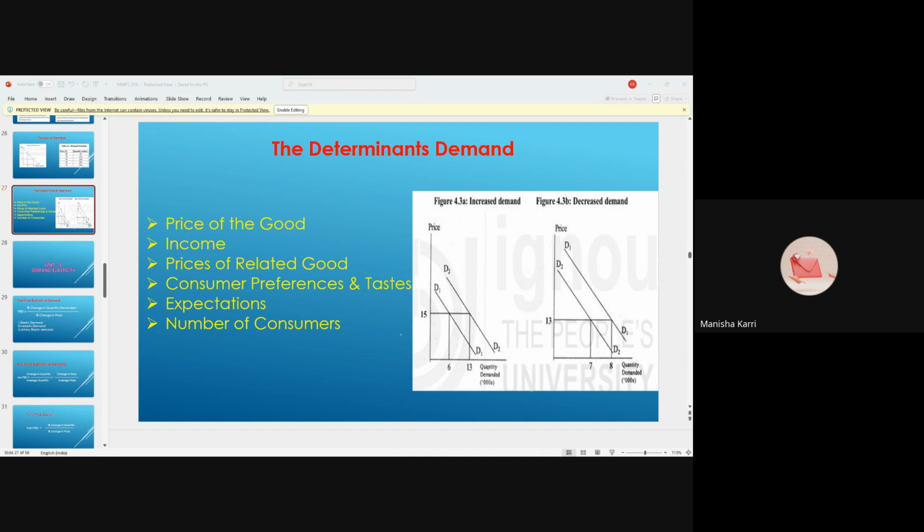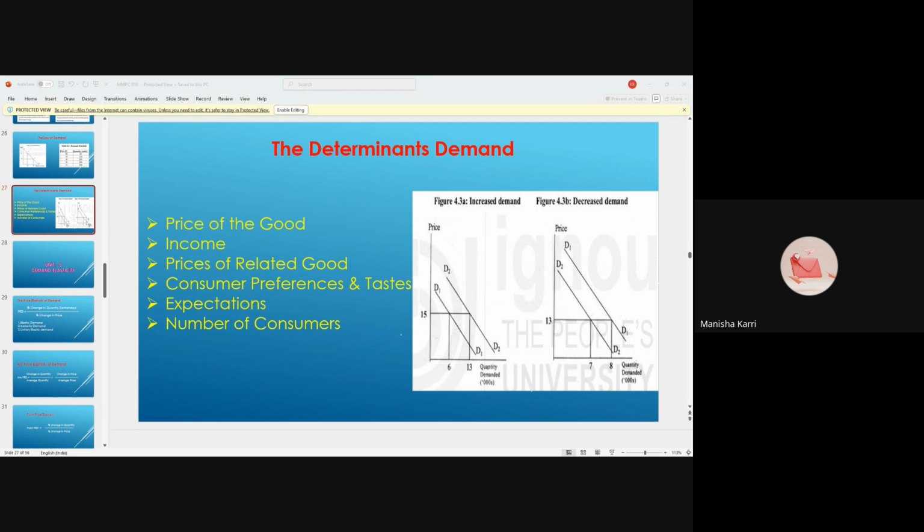Generally, these determinants of demand refer to the factors that influence the quantity of goods that consumers are willing and able to purchase at various different prices. Here, some of the determinants are there. All these determinants will be included in purchasing. Okay, price of the good. Whenever the price of the good or service changes, it will directly affect the quantity demanded. Generally, as the price decreases, quantity demanded increases, and vice versa, assuming other factors remain the same.